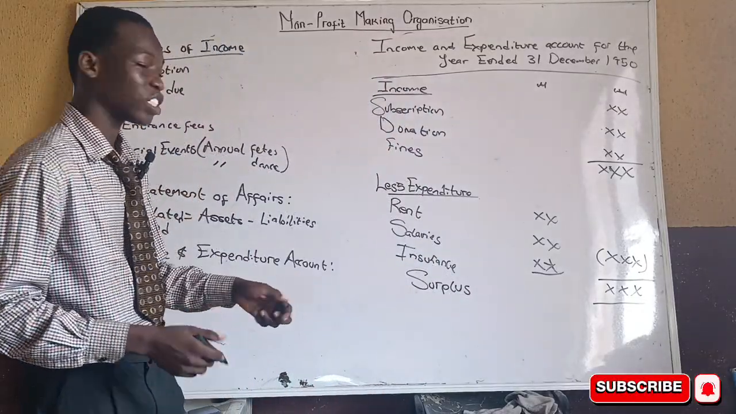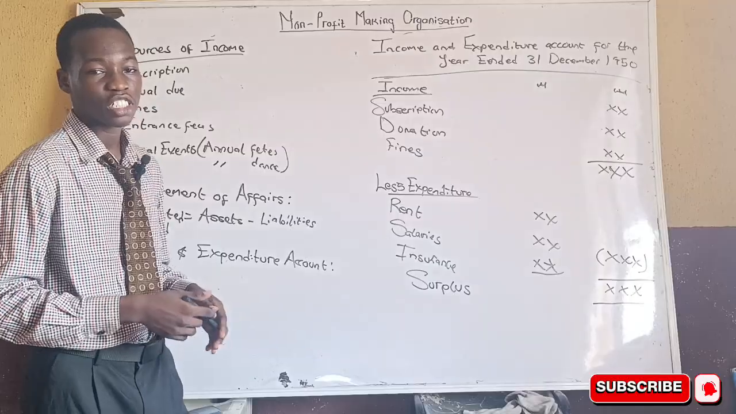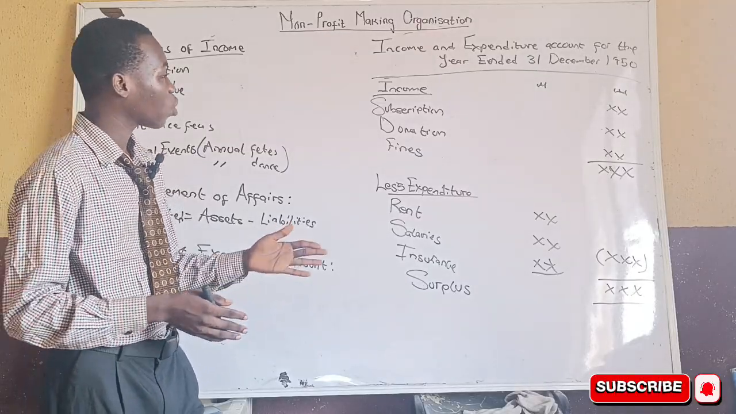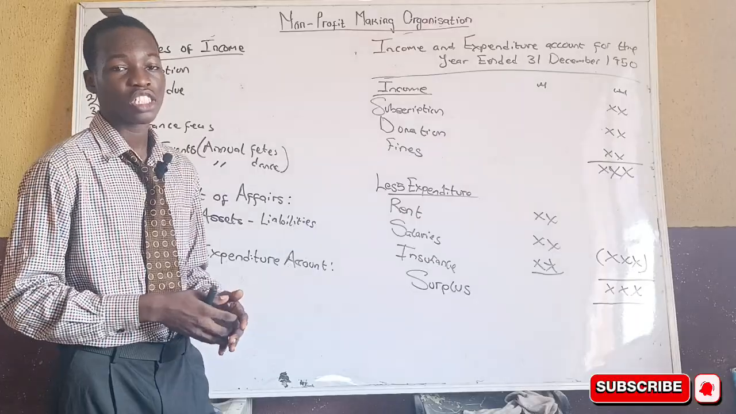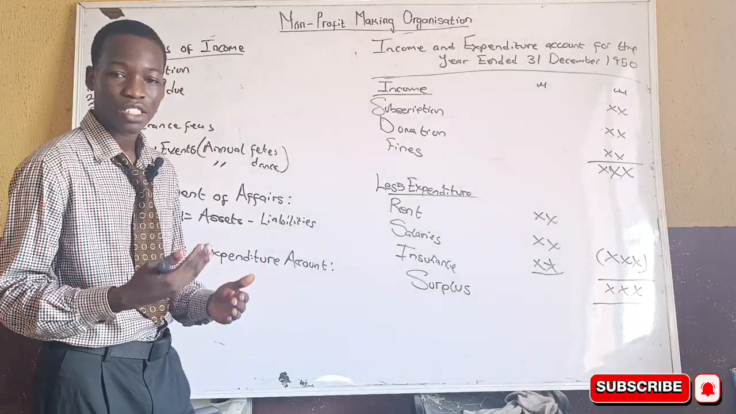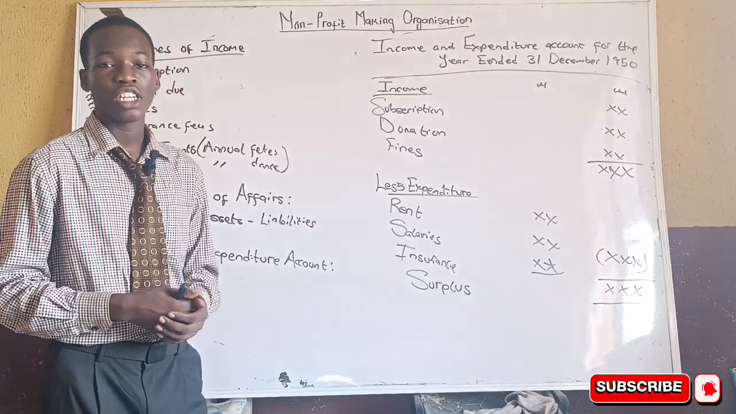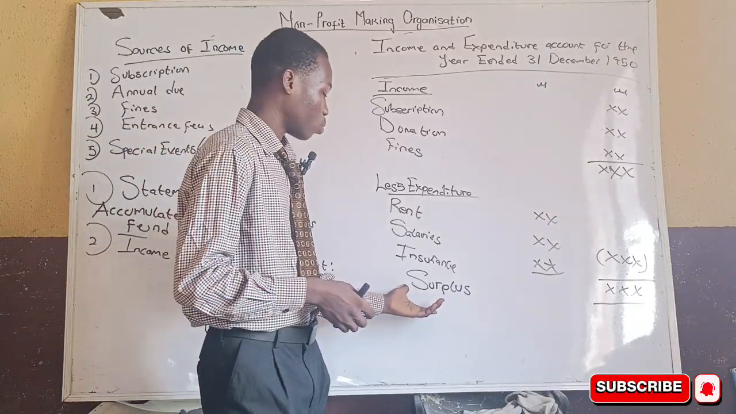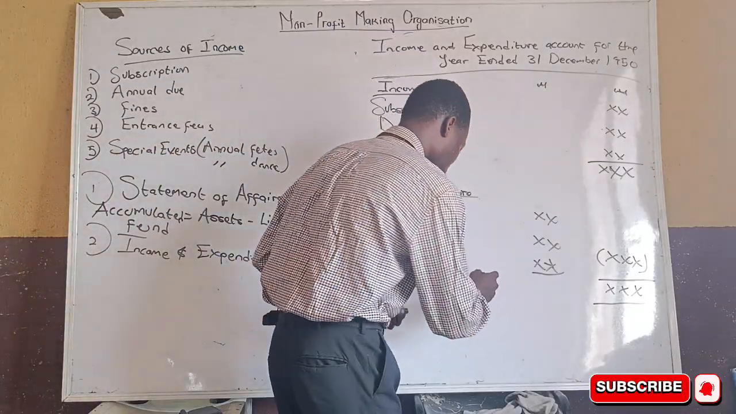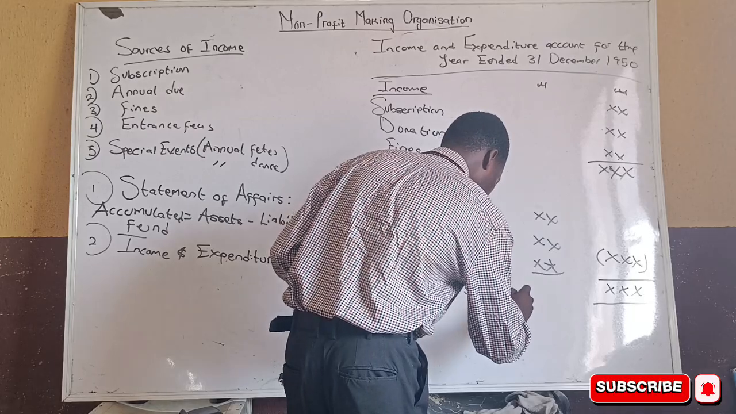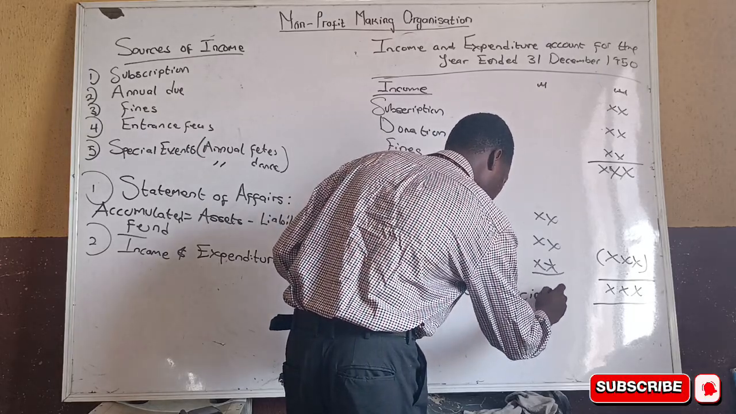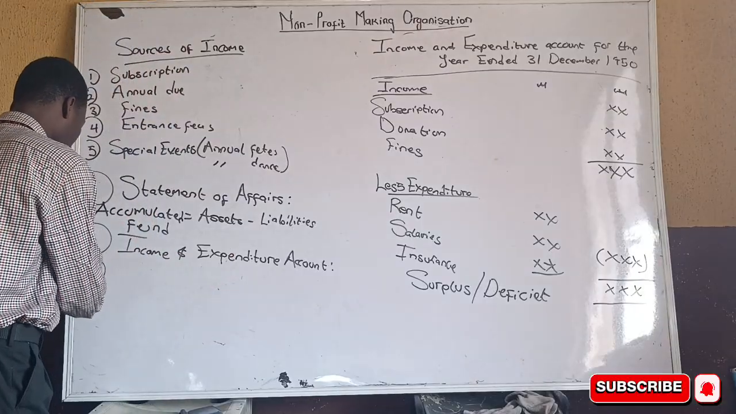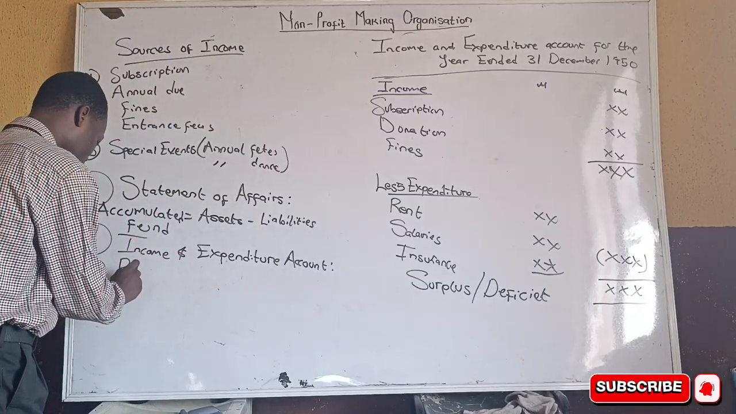Therefore, adding it to the income and expenditure account when you are explaining it, you can also say that the balance in income and expenditure account, when the income is greater than the expenditure, it is known as surplus. But when the expenditure is greater than the income, it's called deficit. So this is surplus, or it may be deficit. It depends. Now, this for the income and expenditure account. The third account we are going to look at is receipts and payment.